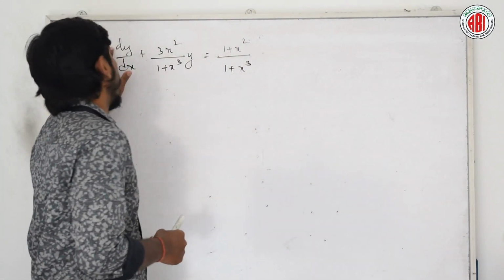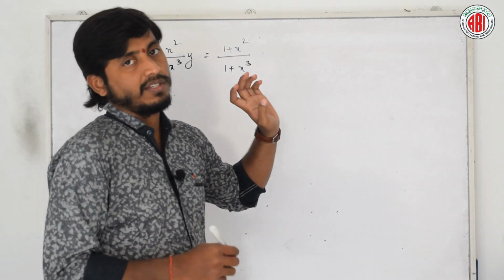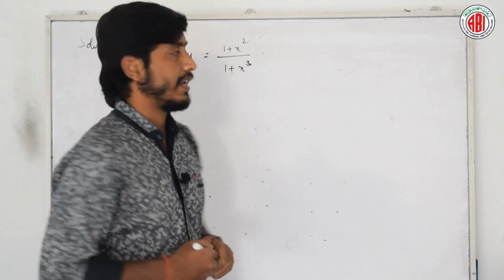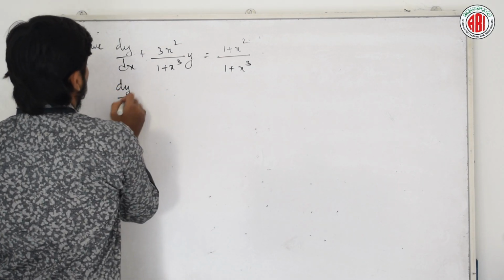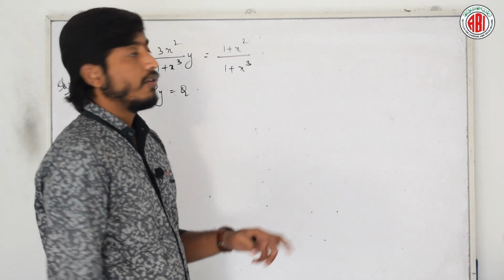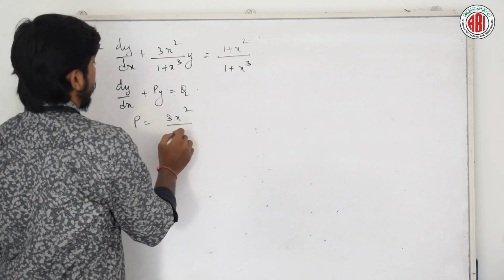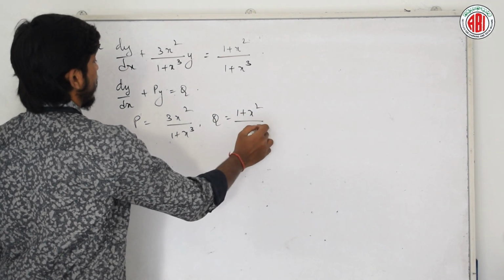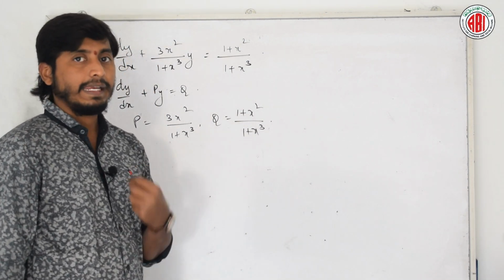He gave us to solve dy by dx plus 3x square by 1 plus x cube into y is equal to 1 plus x square by 1 plus x cube. Is this in the form of a standard linear differential equation? Yes, this is already in the form of dy by dx plus py equal to q. Instead of p, we have 3x square by 1 plus x cube. Instead of q, we have 1 plus x square by 1 plus x cube. So, we have to first find the integrating factor.